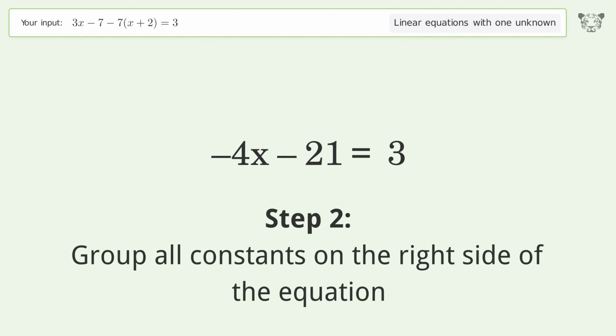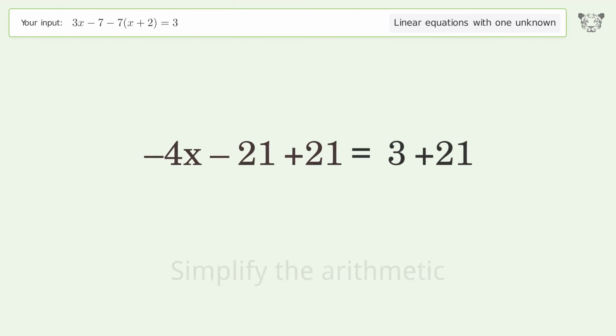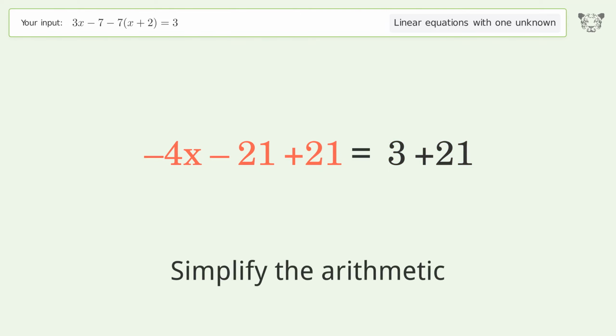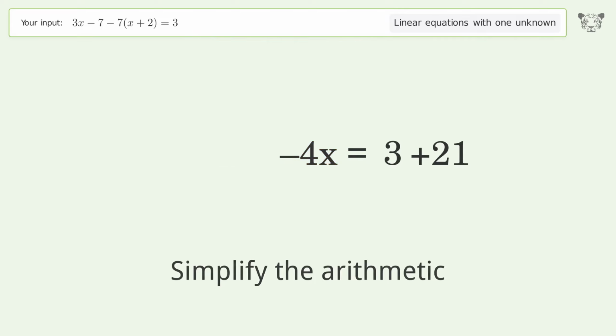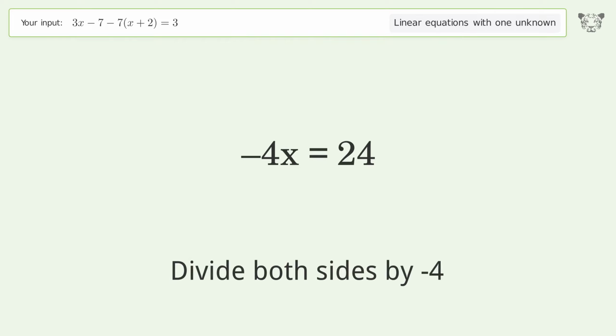Group all constants on the right side of the equation. Add 21 to both sides. Simplify the arithmetic. Isolate the x. Divide both sides by -4.